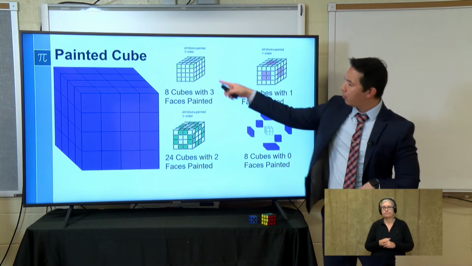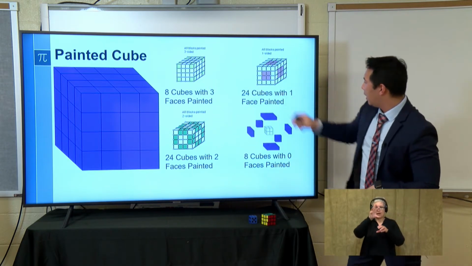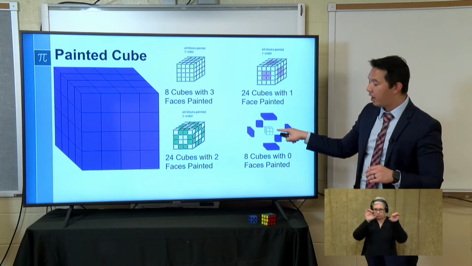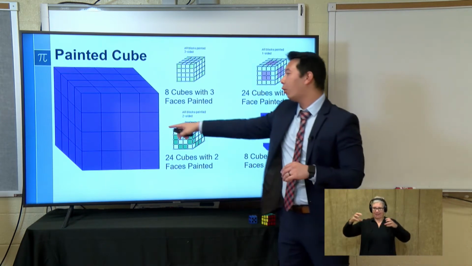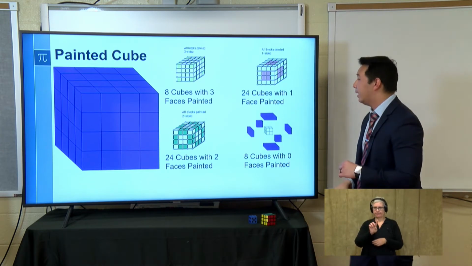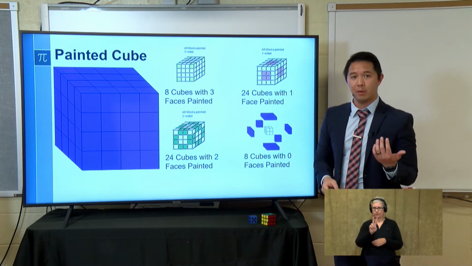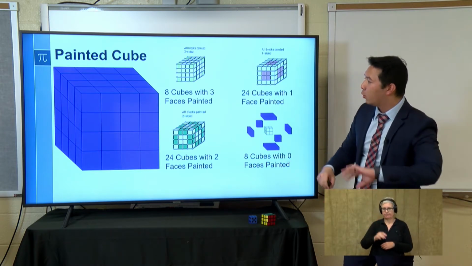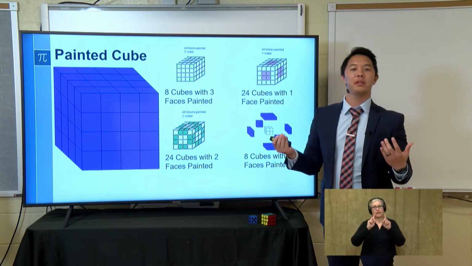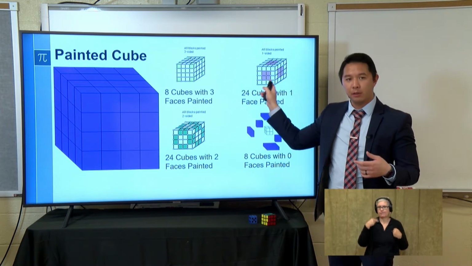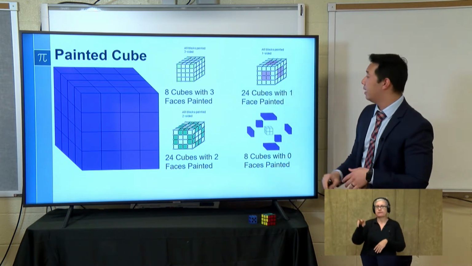And then when I remove all of these unit cubes that have paint on them somewhere, at the very center of this larger 4x4x4 is a smaller cube that is of 2x2x2 dimension. Okay, and there are 8 of those. So we've kind of answered that first question that I posed in terms of how many of each of these cubes have 3 faces painted, 2 faces painted, 1 face painted, and none.